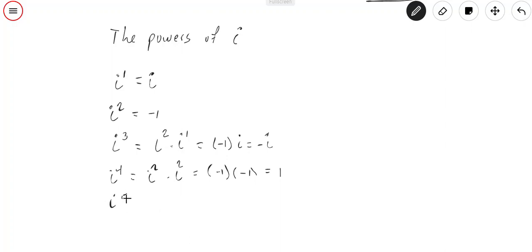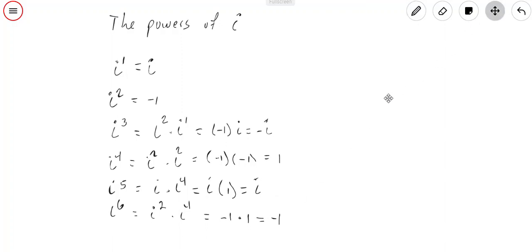If you find i to the fifth power, this would be i times i to the fourth power. We found that is 1, so it's i times 1, so it's i. If I want to find i to the sixth power, I get i to the second times i to the fourth. i to the second, we found, is -1. i to the fourth power, we know that is 1. So -1 times 1 is -1.